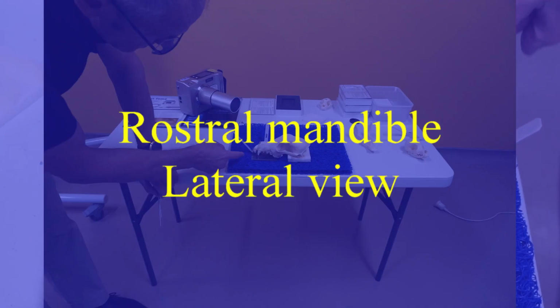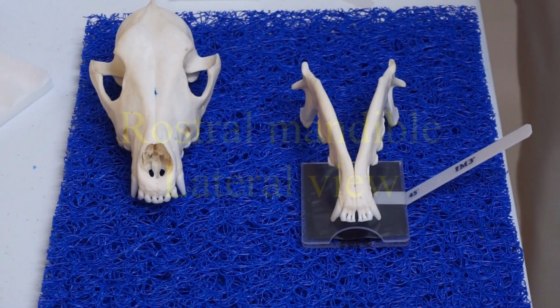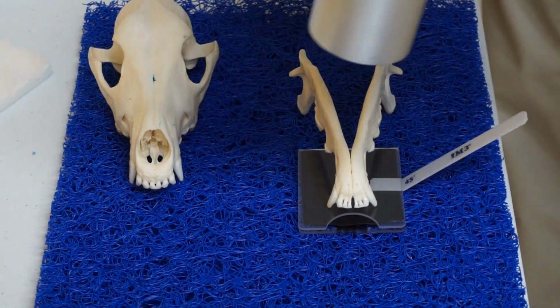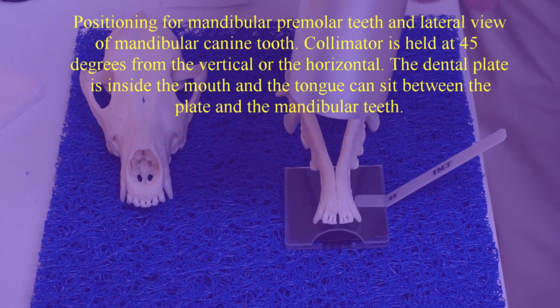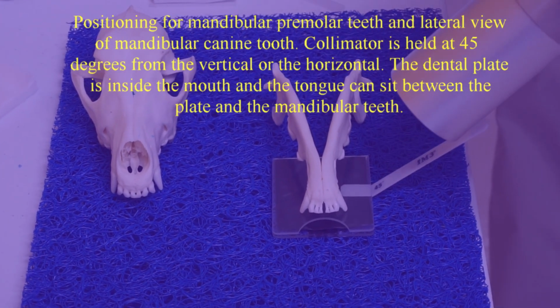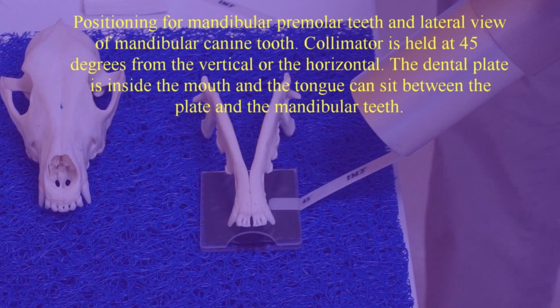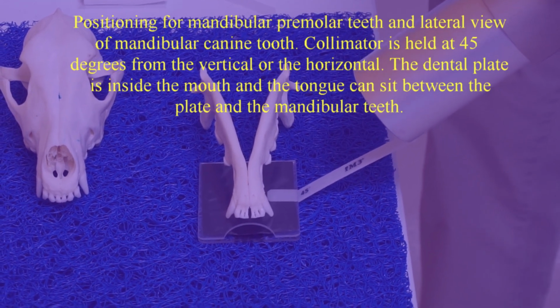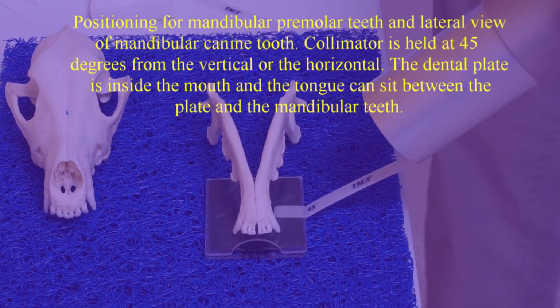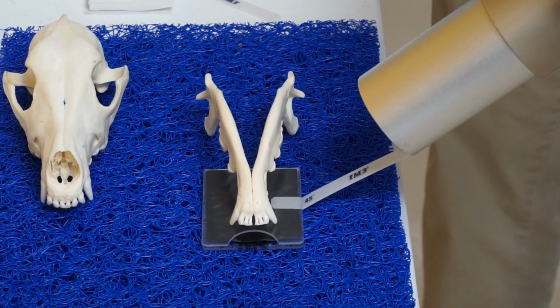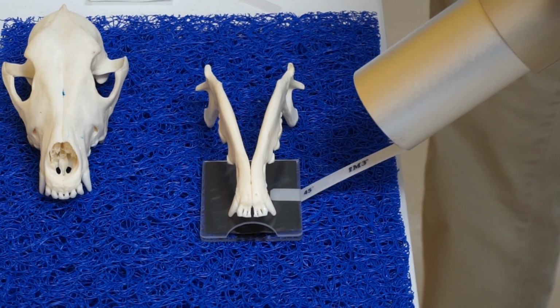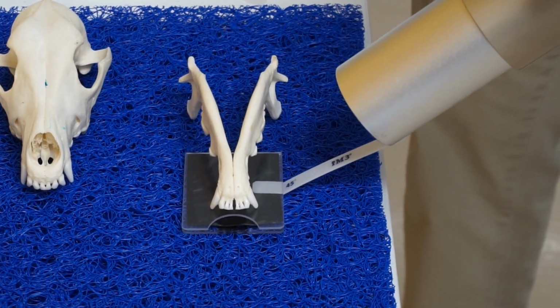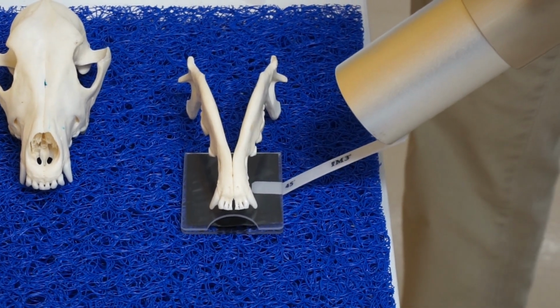Taking a lateral view of either the canines or the premolar teeth here, we come in at right angles to the plate. We'll drop it at about 45 degrees using our positioning tool, and we'll take a radiograph of that at 45 degrees, and that will give you a one-to-one image of the canine, a lateral view of the canine and lateral views of the premolar teeth.